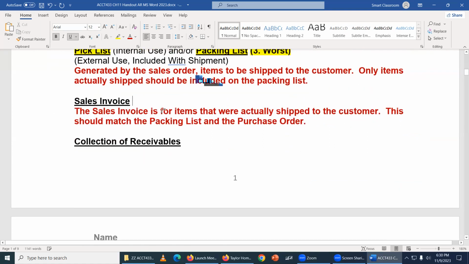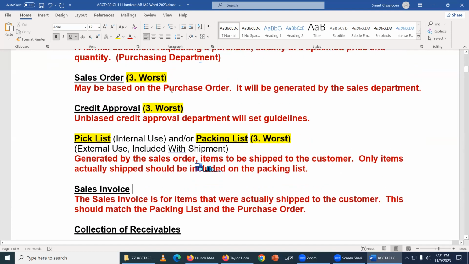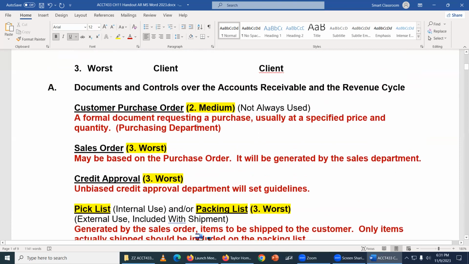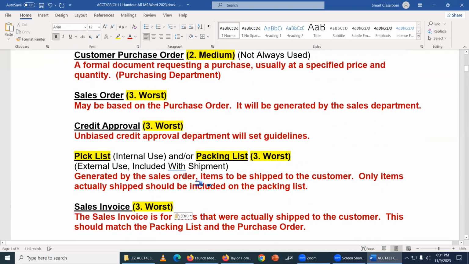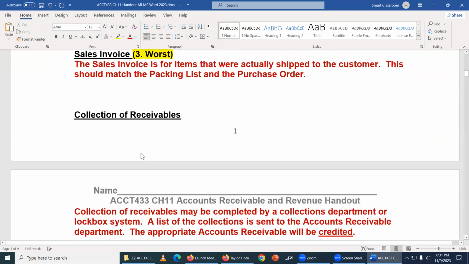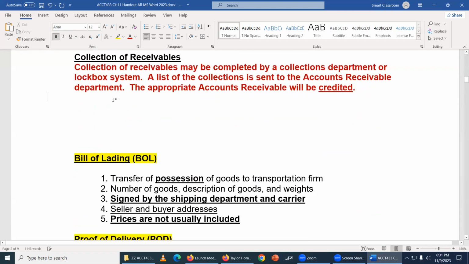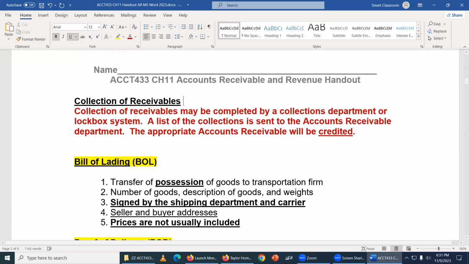Sales invoice. This is actually going to be the worst. It's created by the client, it's held by the client. Collection receivables, that's number 2, because it's created by the bank, held by the client. Especially if it's a lockbox, this would be 2, medium.